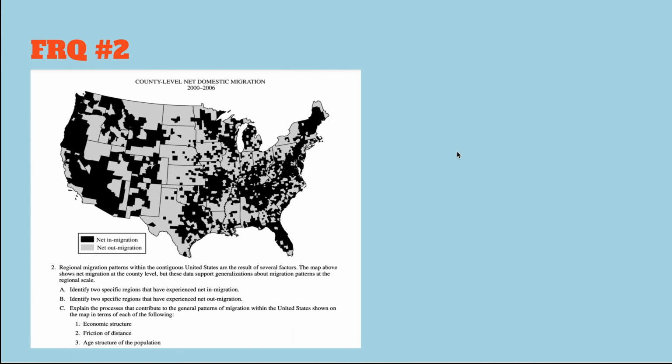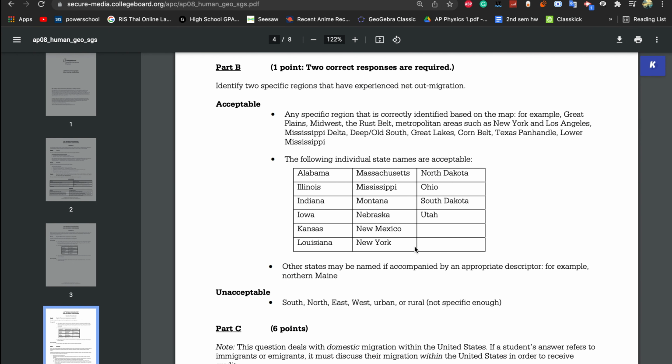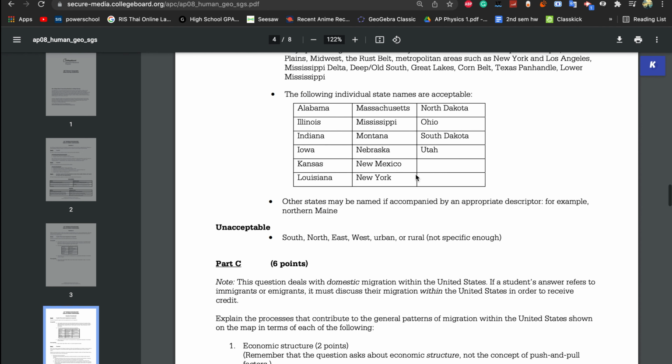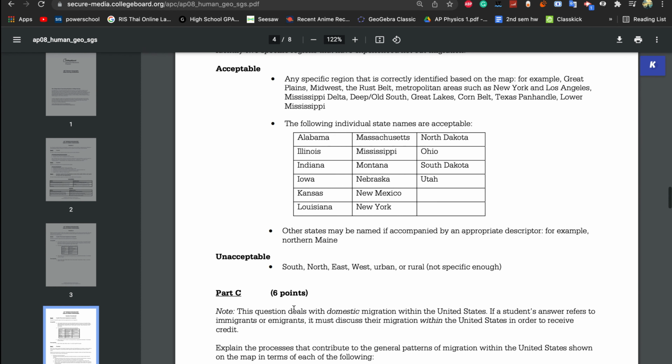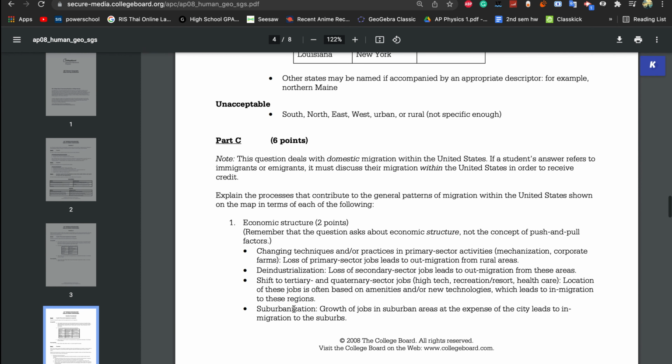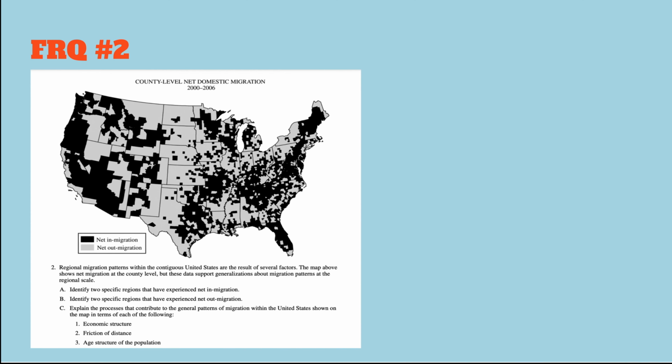So yep, you have a lot of that. So New York, etc. And that's pretty much part B. Now let's look at part C. This might be more difficult.